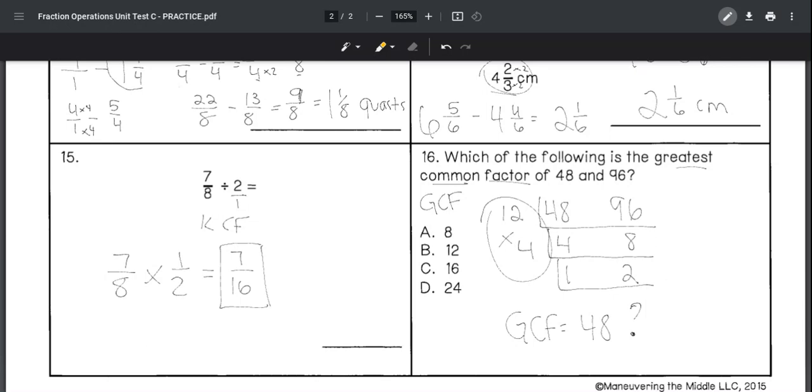No. So we found the greatest common factor. However, the question was, which of these choices is the greatest common factor? So the biggest number that works for both is not 8, is not 12, is not 16, it is 24. Okay, it's actually our greatest common number cut in half. 24 times 2 is 48, and 24 times 4 is 96. So that is the biggest number that will work for both. But the actual greatest common factor is 48.